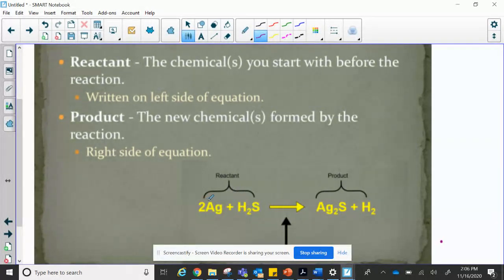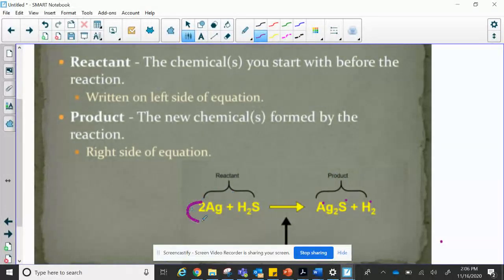As you guys can see, we have the same elements. We have silver, hydrogen, and sulfur. Over here we have silver, hydrogen, and sulfur. Over on this side, we have 2 silvers. 2 times 1 is 2. We have on this side 2 silvers. 1 times 2 is 2. On the reactant side, we have 2 hydrogens. On the product side, we have 2 hydrogens. On the reactant side, we have 1 sulfur. On the product side, we have 1 sulfur.